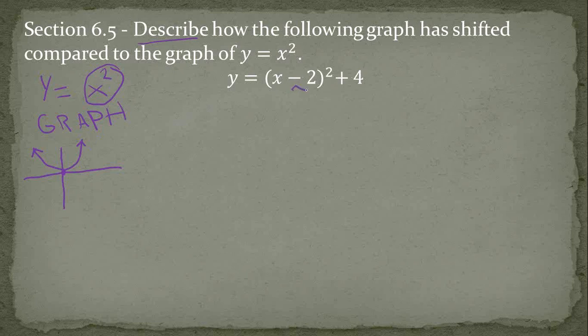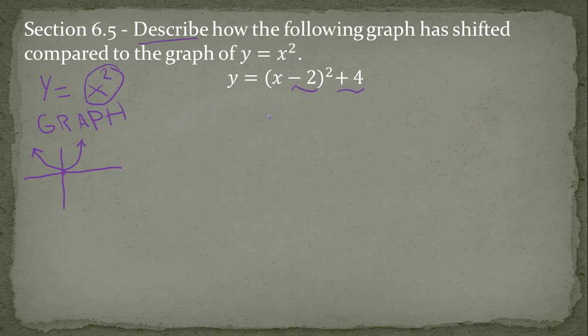Now, if you subtract a 2 and add a 4 to the x squared, that's going to change what this looks like. So you can use a calculator to, again, type this in and graph it, and then you can compare and see how it shifted.